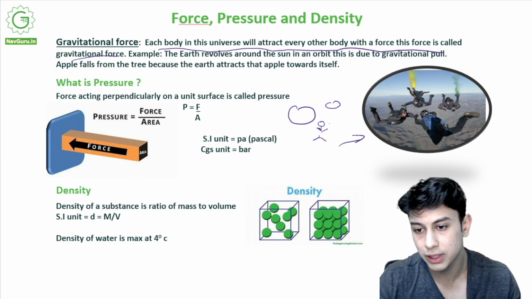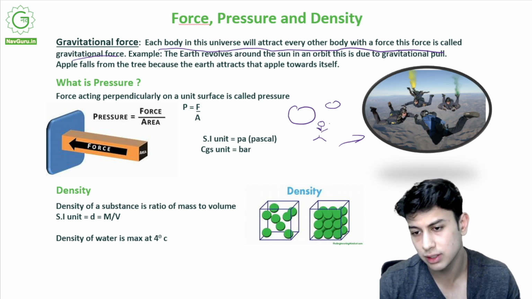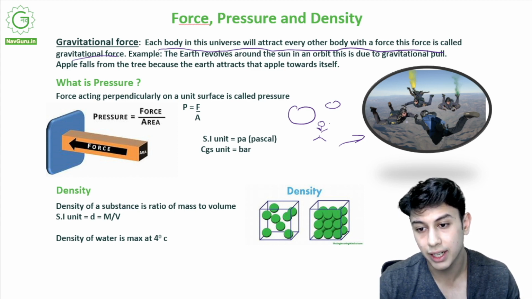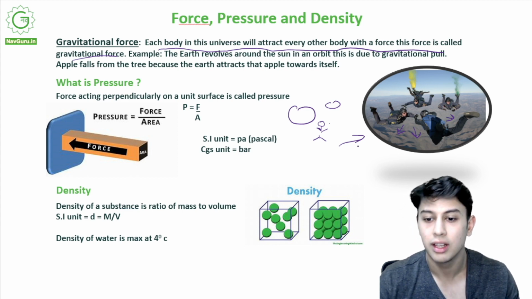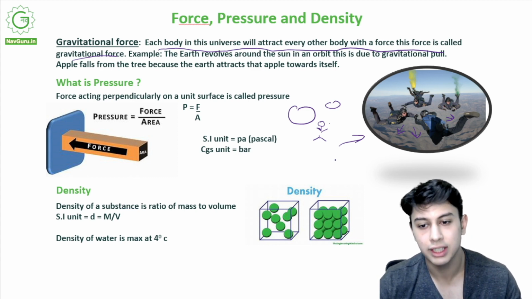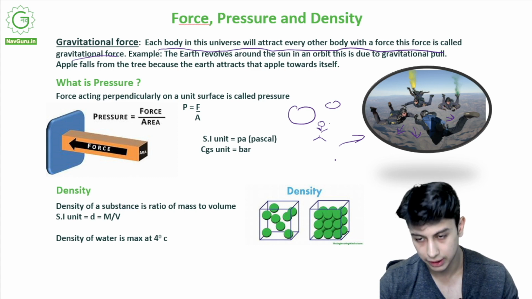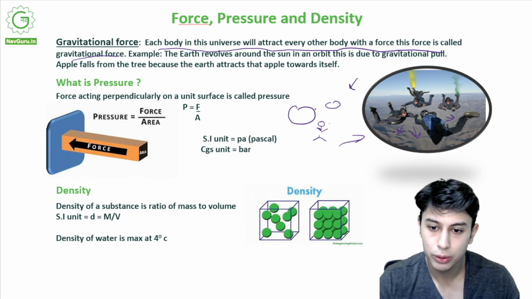You can see in this picture, this is a picture of 4 skydivers and they are being attracted towards the earth. This is the earth. They are being attracted towards the earth. We all have heard about Isaac Newton and an apple fell over his head. So what was that apple? It was being attracted to the earth. This is the earth and it was being attracted to the earth.